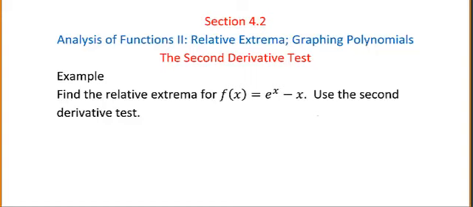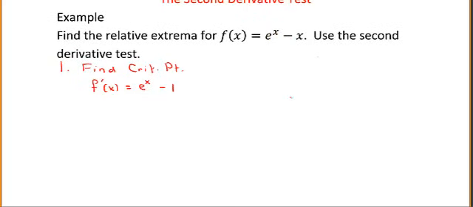f of x is e to the x minus x. And so we first of all want to look for critical points. So the first thing we do is find the critical points. So we'll take the first derivative. f prime of x is e to the x minus 1. Derivative of e to the x is e to the x. Derivative of x is 1. So we have that. And now we'd have to set this equal to 0.